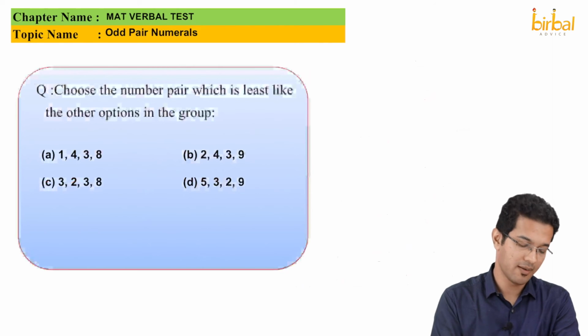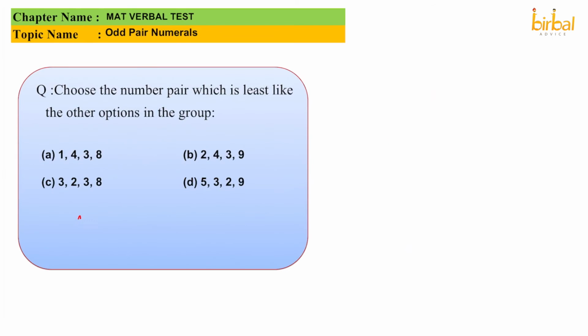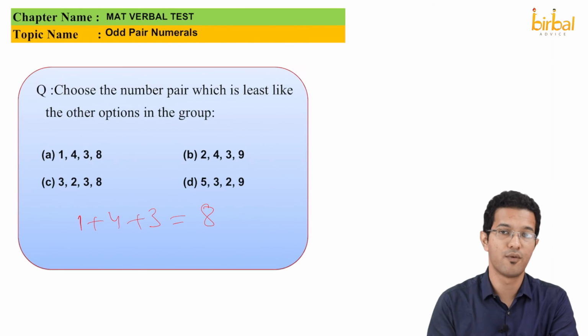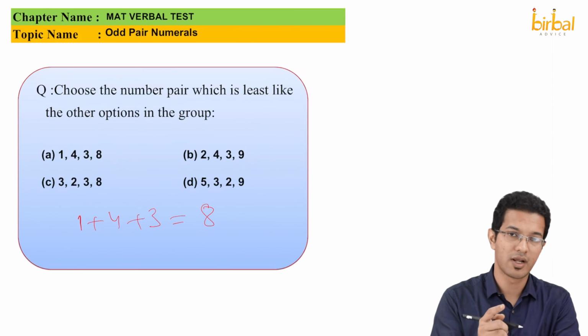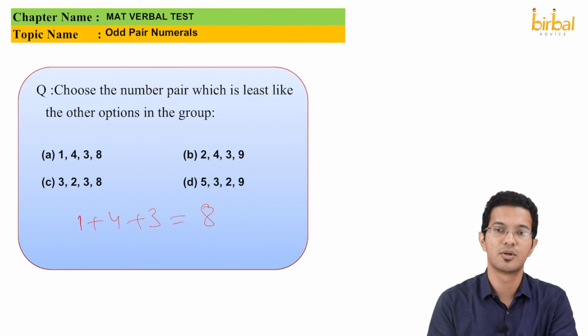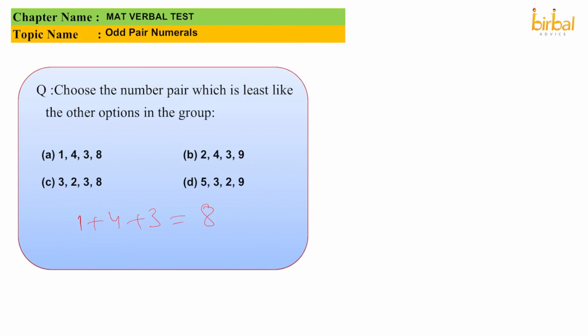If I see option A and if I add all the digits to it, which is 1 plus 4 plus 3, I get the answer to be as 8, which is nothing but the fourth number. So what I've done is I've added the first number, the second number and the third number to get the fourth number. Secondly, I go for 2 plus 4 plus 3. So what is the answer to it? The answer is 9, which is nothing but the fourth digit.